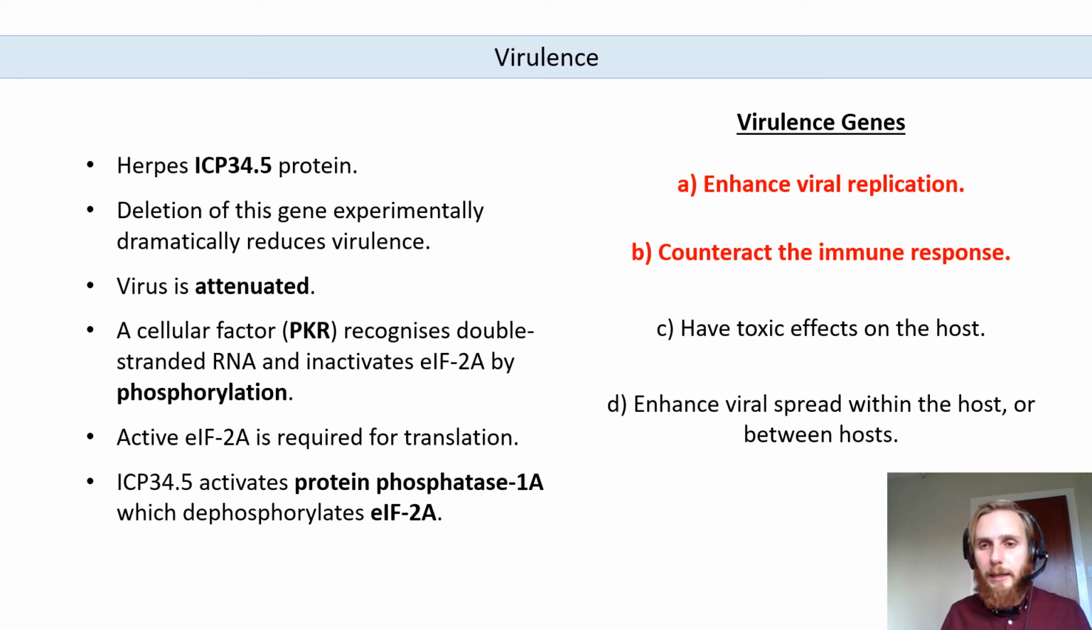Now, clearly this herpes virus protein, ICP34.5, is counteracting the immune response. It's directly counteracting this specific immune response. However, in doing so, it's enhancing viral replication because it's preventing the infected cell from shutting down. So it's enabling the herpes virus to continue replicating within the cell. So this virulence gene is fulfilling these two functions.